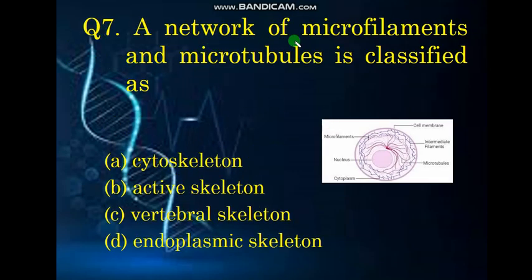Question number 7. A network of microfilaments and microtubules is classified as option A, cytoskeleton; option B, active skeleton; option C, vertebral skeleton; option D, endoplasmic skeleton. Here we already know that the answer is cytoskeleton. It includes both microfilaments and microtubules. You can see here microfilaments, microtubules. It gives structure to the cell. So we'll call it the cytoskeleton.